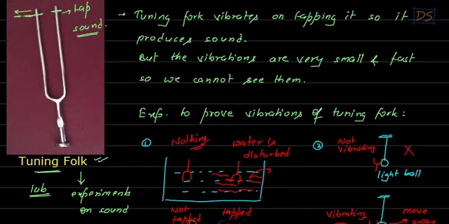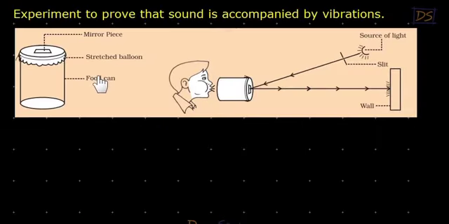Right, students? So once again I repeat, whenever sound is produced, something is vibrating. Dear students, I have been telling you again and again that when sound is produced, there are vibrations. Now I'm going to tell you about an experiment which you can actually do to prove this. So we are going to see an experiment to prove that sound is accompanied by vibrations. This is a very simple experiment, you can easily do it.